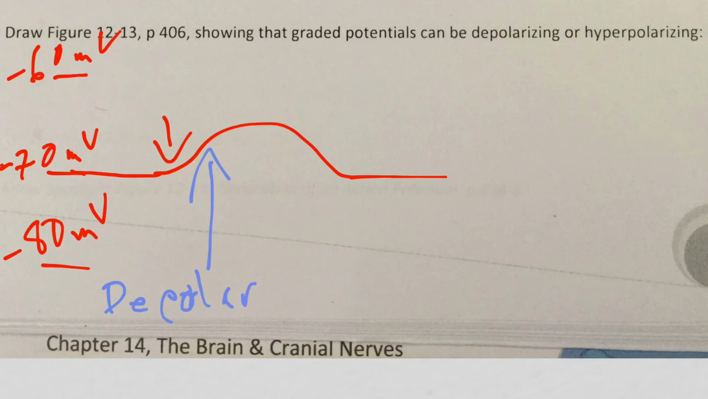Depolarization is where it gets less negative. So polarized means there's two different poles, like north and south on a magnet or the earth. And depolarization is when you decrease the distance between those poles. So we're getting less negative, we're getting closer to zero.